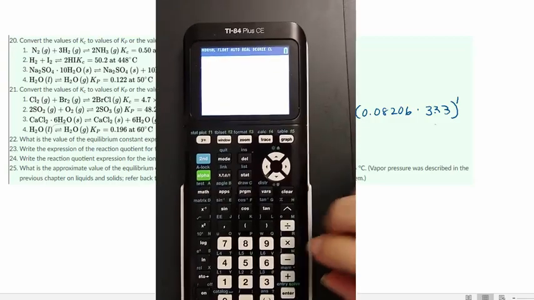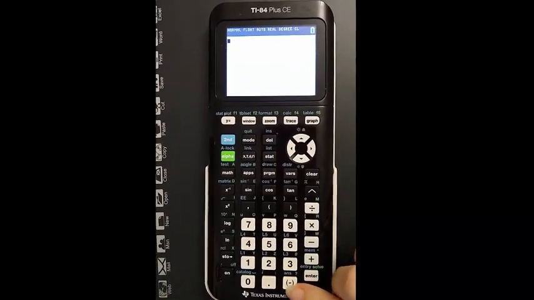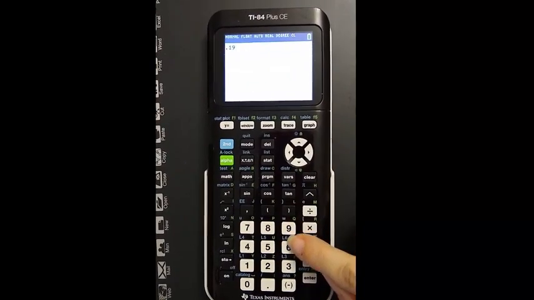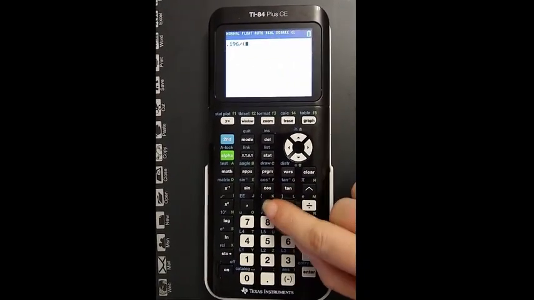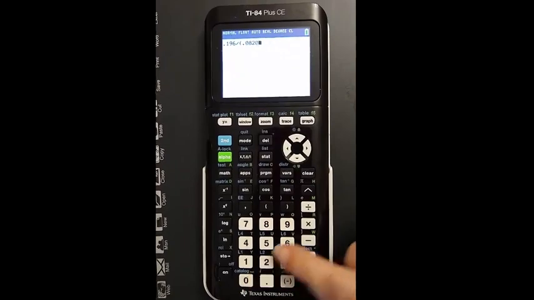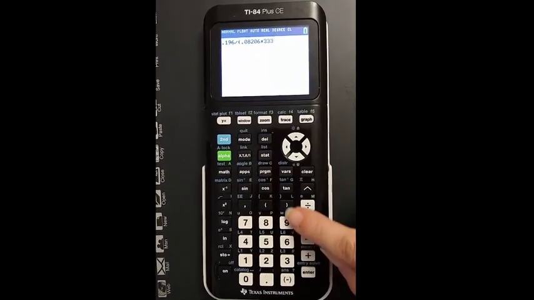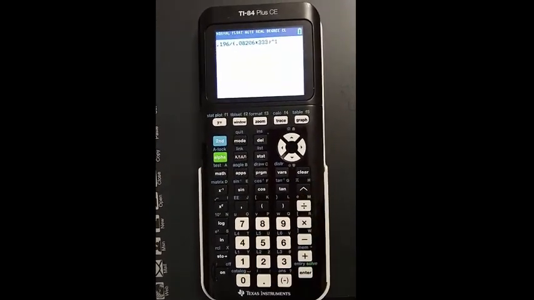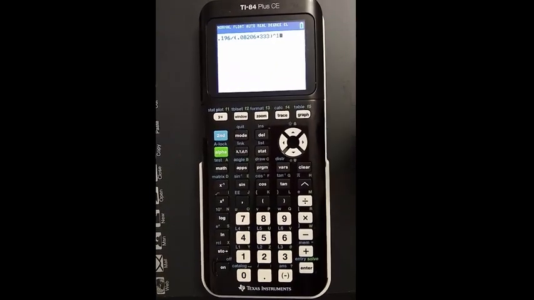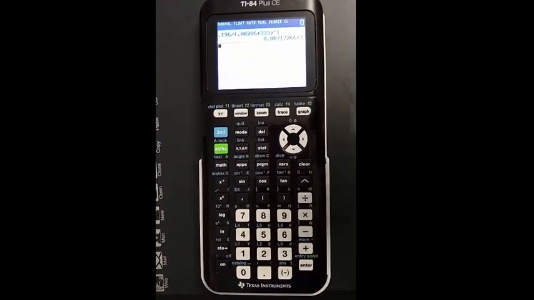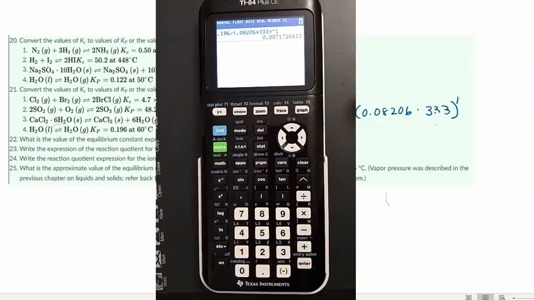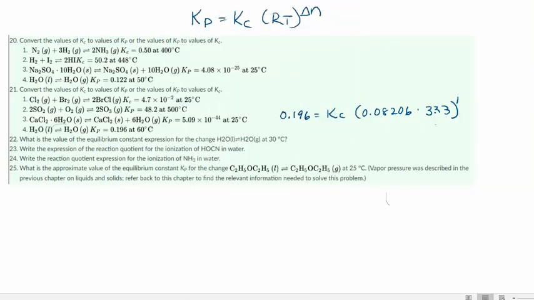So our Kc value will be found by taking 0.196, dividing it by the product of our R value and the temperature. Now you can raise this to the 1st power, or if you remember your algebraic techniques, raised to the 1st power is just going to be the product itself. So the Kc value is equal to 0.00717, which is 3 sig figs.